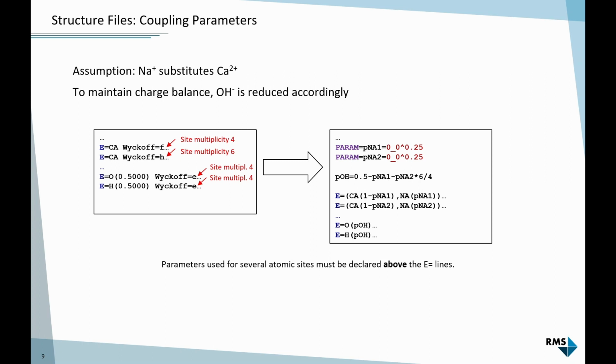So some more statements. Yes, the parameters I used on several atomic sites must be declared before the E lines, so I can use them afterwards in all E lines. Otherwise, it's only known within a specific E line where it's declared.